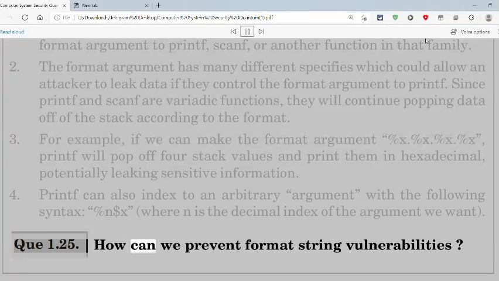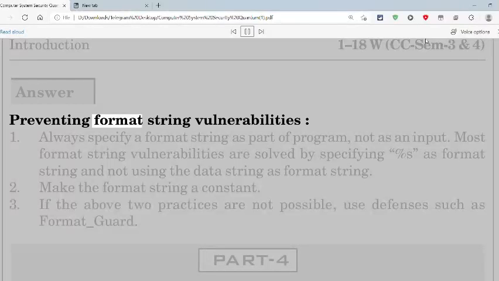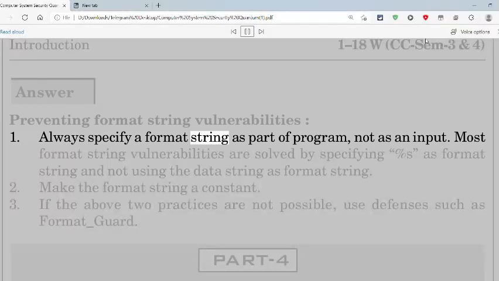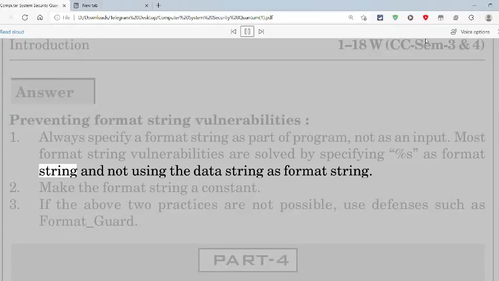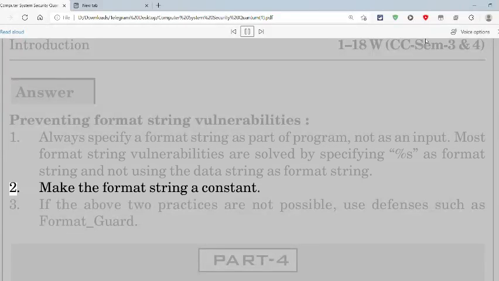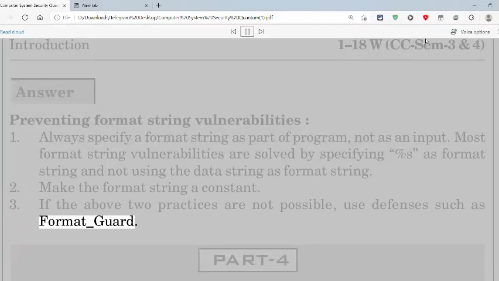K1.25. How can we prevent format string vulnerabilities? Answer. Preventing format string vulnerabilities. 1. Always specify a format string as part of the program, not as an input. Most format string vulnerabilities are solved by specifying %s as the format string and not using the data string as the format string. 2. Make the format string a constant. 3. If the above 2 practices are not possible, use defenses such as format_guard.